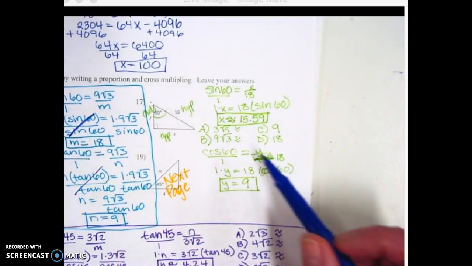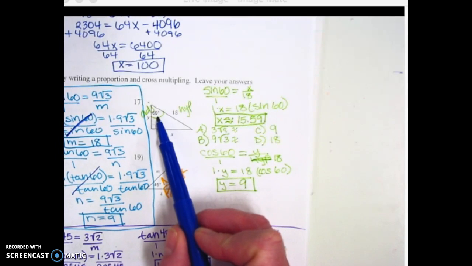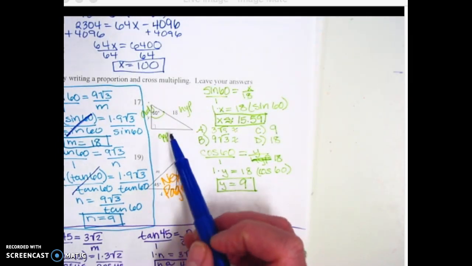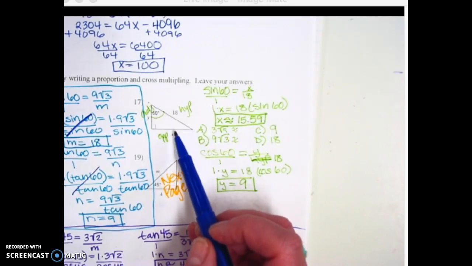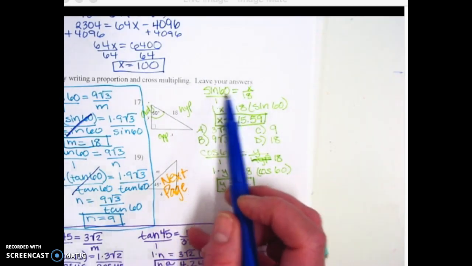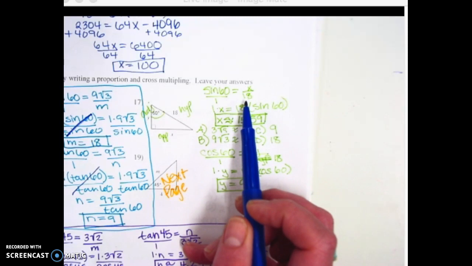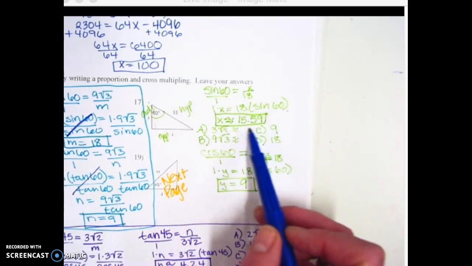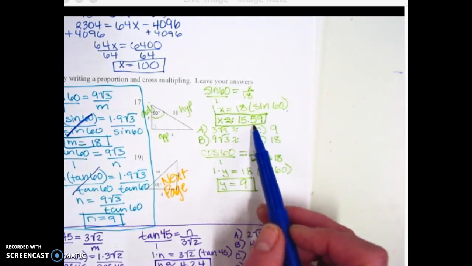Number 17. From this angle, I labeled the sides opposite, adjacent, and hypotenuse and solved for x first. So I decided to use sine because I knew I wanted to find the opposite and knew the hypotenuse. So the sine of the angle equals the opposite over the hypotenuse. Make it into a proportion by adding 1, do the cross product, and I got the decimal, which it wants your answers as a simplified radical.